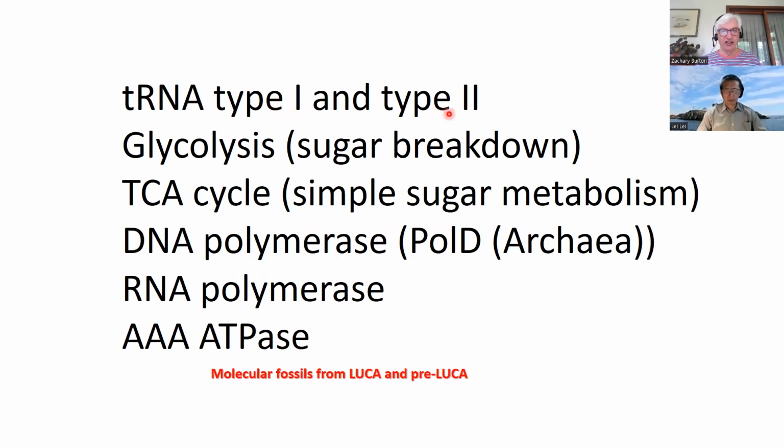So tRNA type 1 and type 2, these are both made by pseudosymmetry and/or by origami anyway. Glycolysis, that's sugar breakdown. TCA cycle, simple sugar metabolism, Rossmann fold proteins. DNA polymerase, POL-D and archaea. RNA polymerase and AAA ATPase, we made all of these by origami and some of them by pseudosymmetry in protein folding. And these are all molecular fossils that go back to LUCA and actually go back to pre-life.